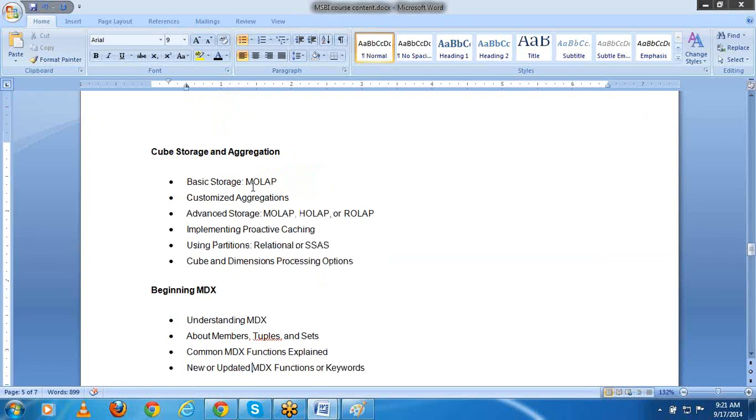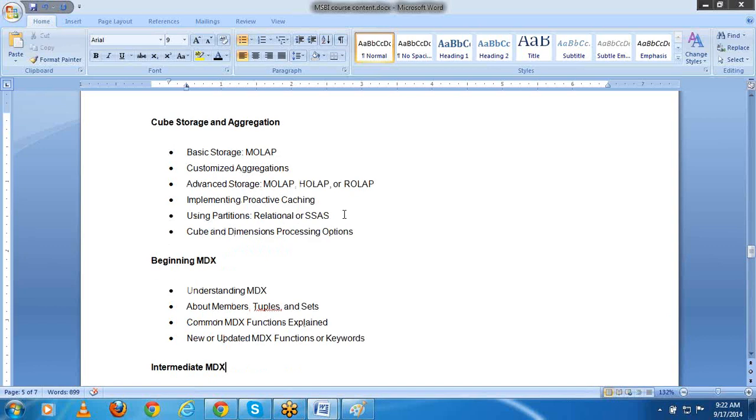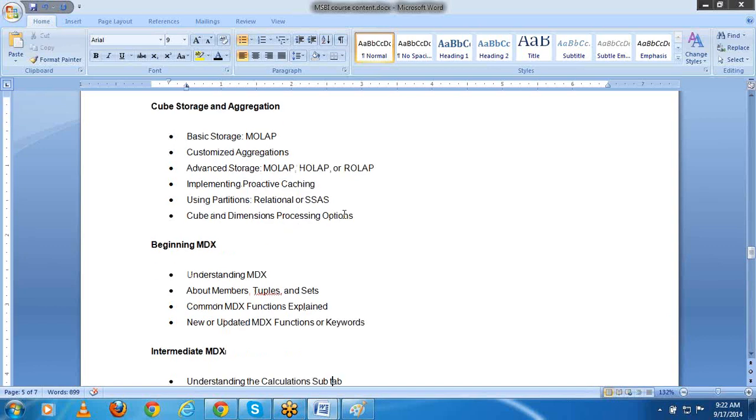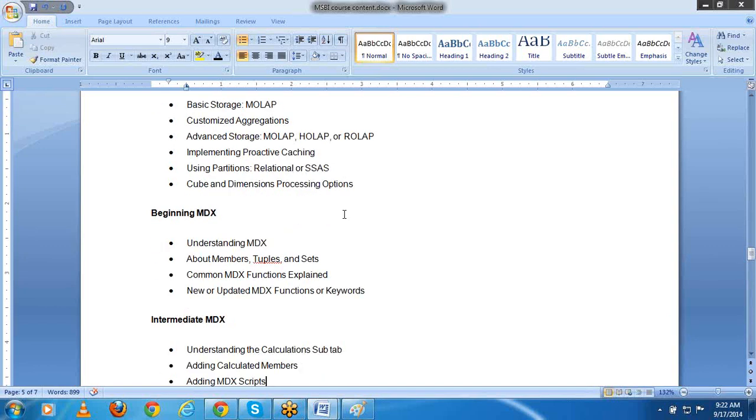And what are the different storage modes available? MOLAP, HOLAP, ROLAP. And what is the advantage of this? What is the disadvantage of this? How to implement them in practice? We'll be working on this. And what is the use of partitions? How can we improve the performance of processing and querying with the help of partitions? How is the cube working in the background? We'll be seeing all those things.